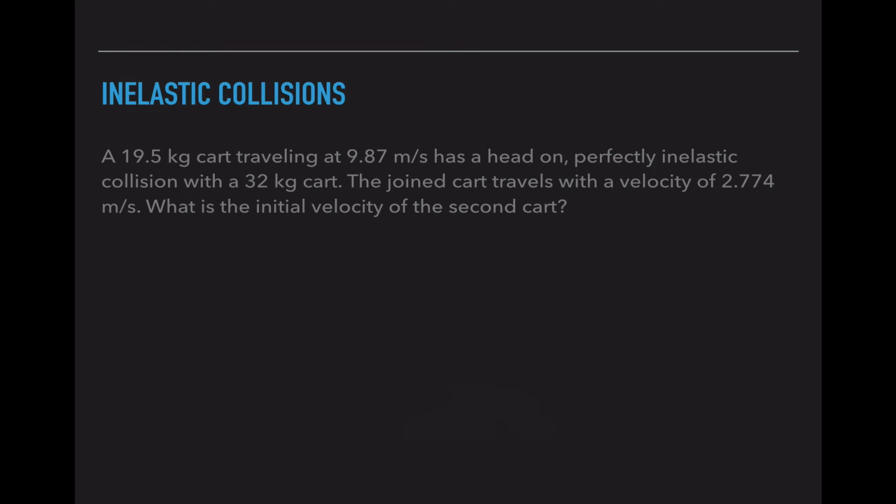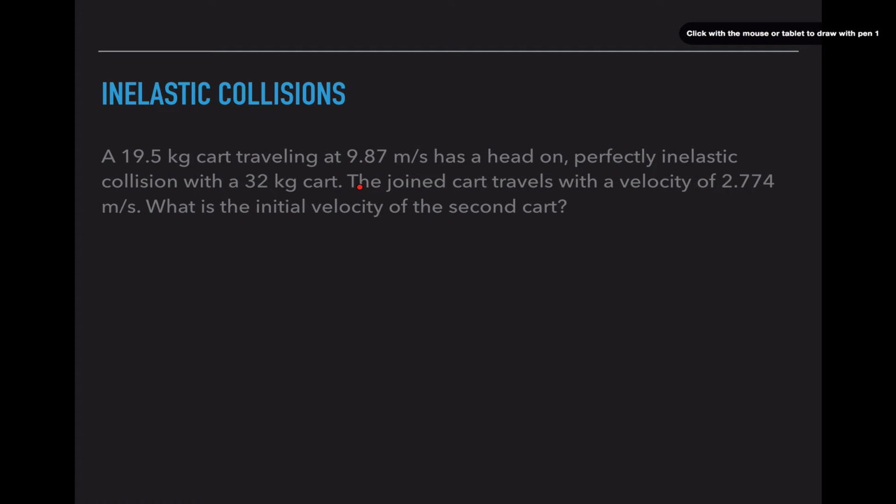So here's an inelastic collision example problem. A 19.5 kilogram cart travels 9.87 meters per second, has a head-on, perfectly inelastic collision with a 32 kilogram cart. The joined carts travel with a velocity of 2.77 meters per second. What is the initial velocity of the second cart?